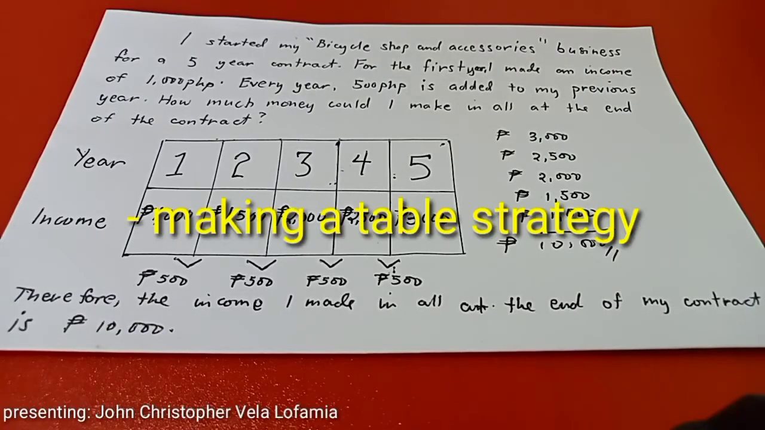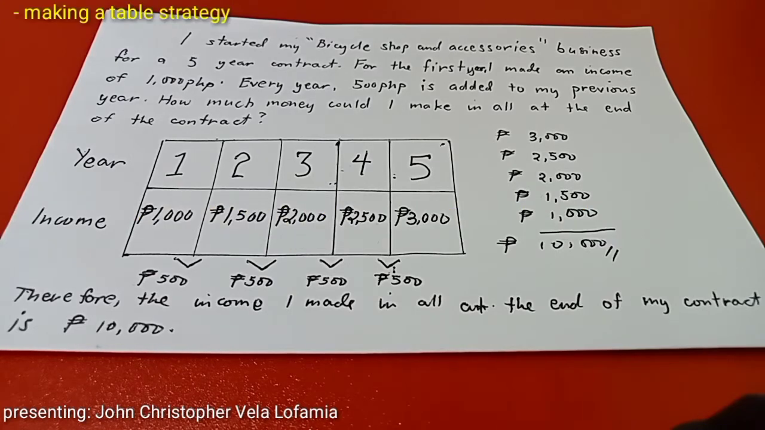So now we will use the making a table strategy to answer this certain problem. I started my bicycle shop and accessories business for a 5-year contract. For the first year, I made an income of 1,000 pesos. Every year, 500 pesos is added to my previous year. How much money could I make in all at the end of the contract?